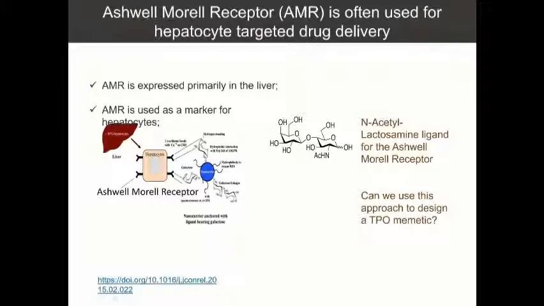The interesting part from the drug development point of view about this receptor is that the Ashwell-Morell receptor is highly specific to hepatocytes. Oh, sorry. So the Ashwell-Morell receptor is highly specific for hepatocytes. So it is really, as the trimer or tetramer in humans, only expressed in hepatocytes.